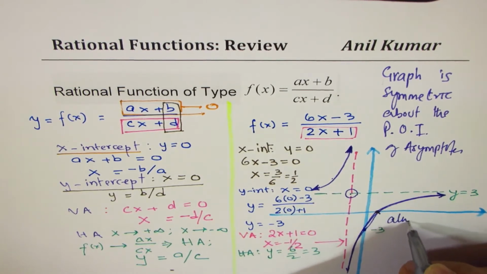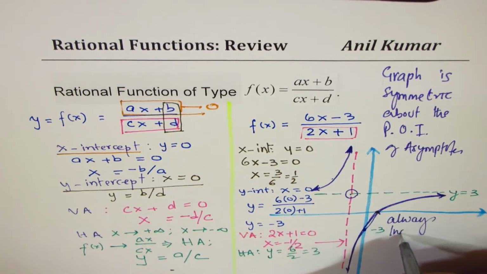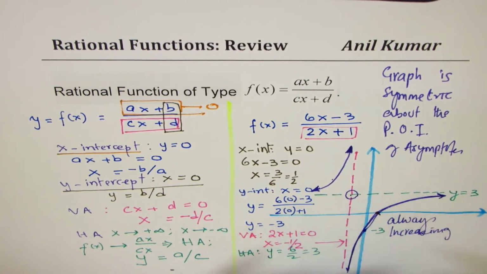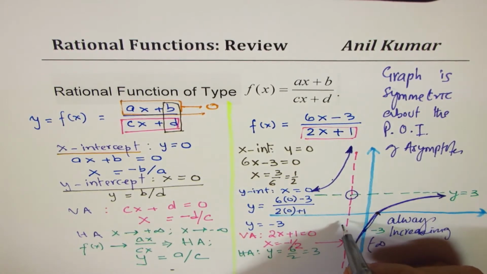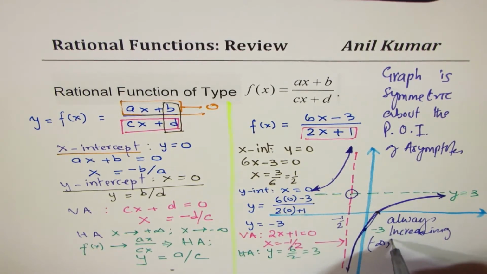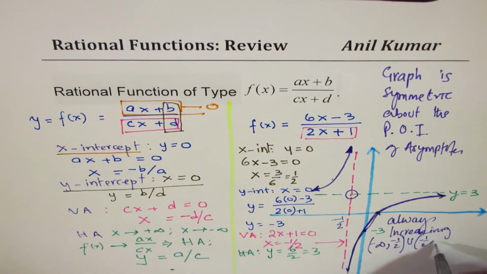Let me write down here, always increasing. Always increasing really means, in this particular case, from minus infinity to minus half, the vertical asymptote was at minus half, and then from minus half to infinity. Do you get it? So the graph of this function is always increasing. Of course, it cannot cross the vertical asymptote.